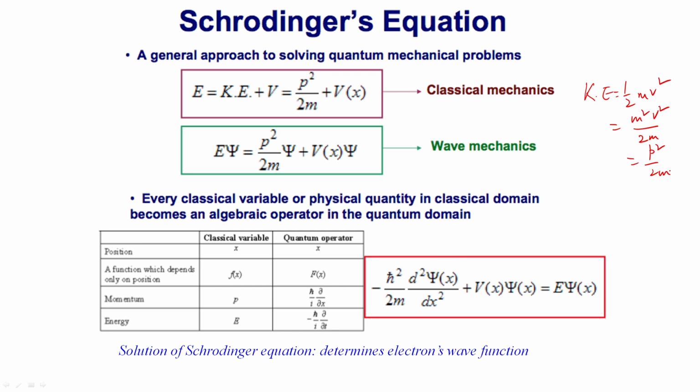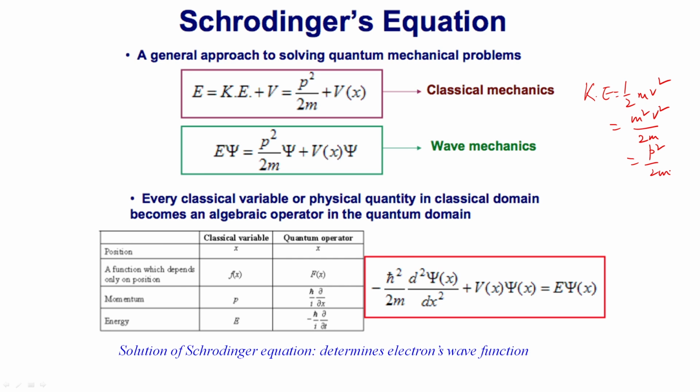So, therefore, E is equal to p square by 2m plus V(x). So, we can always write down this whole thing in terms of wave mechanics. So, E psi is equal to p square by twice m psi plus V(x) psi. Psi is nothing but a wave, an electron wave. So, now you understand very easily, right? The energy and Schrodinger equations are related nicely.